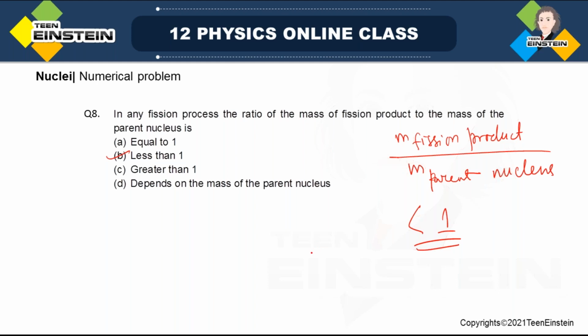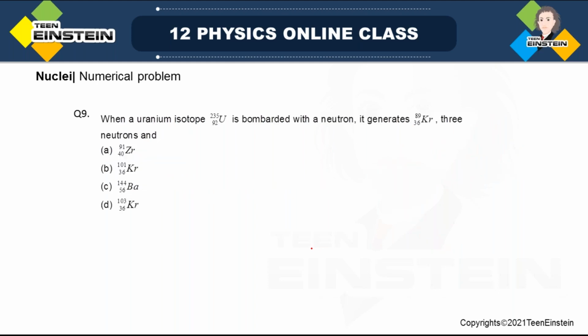Alright, we'll go to the next problem. This is also from the fission reaction. So fission reaction means a bigger nucleus breaks into two lighter nuclei. A heavier nucleus breaks apart into two parts of lighter nuclei.